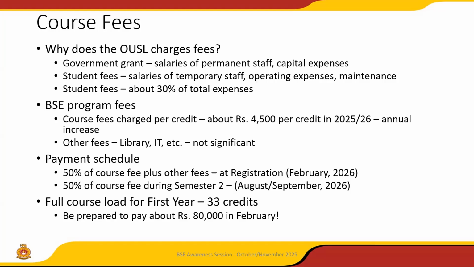For every academic year that you register, you have to pay your fees in 2 installments. At the registration, your first registration will be in February 2026. You have to pay 50% of the course fee plus the other fees. And at the start of the second semester, you will be asked to pay your second installment of 50% of the course fee, which for you should be around August or September 2026.